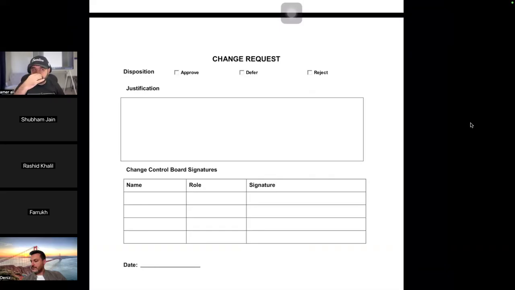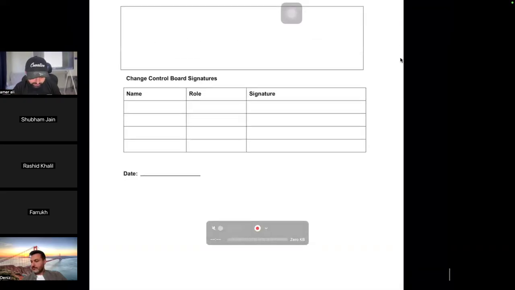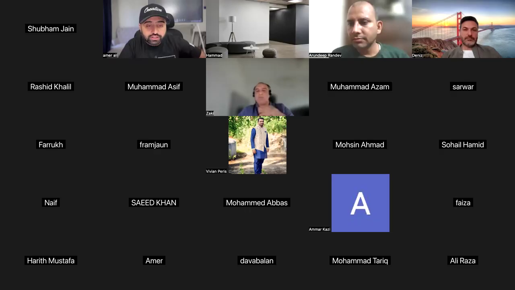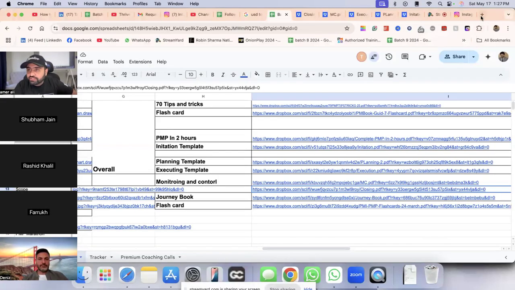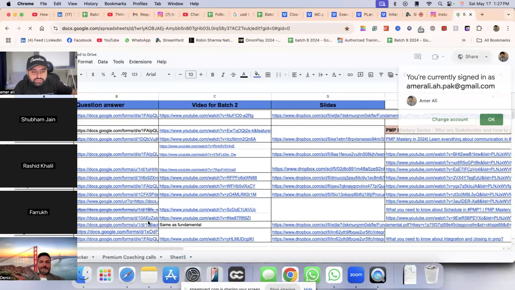Now you have the template, Nitraj. Everybody from batch 8 till now has that template. I'll show you. I have given it to you. Even if you don't have it, I'll give it to you. This was execution. So Nitraj and everybody, let's open the batch 2 sheet. This is your batch 2 sheet.